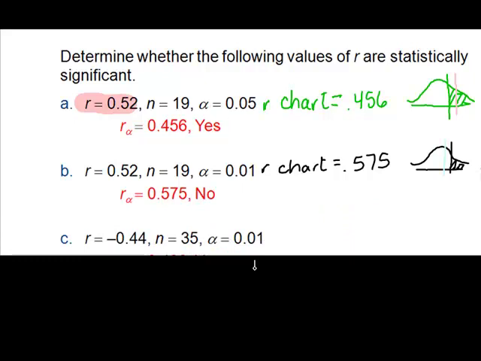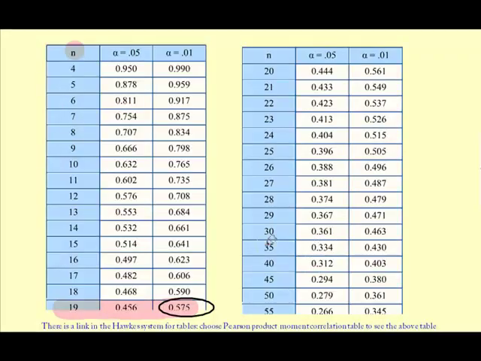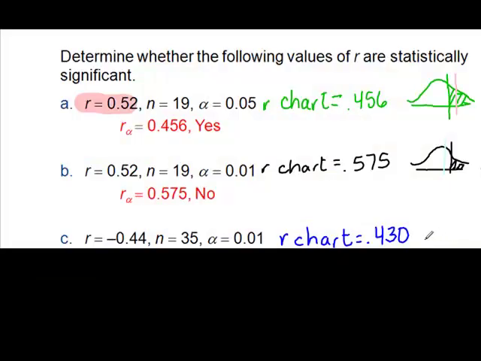Here we have a negative value. N equals 35, alpha equals 0.01. My critical value, 0.430.